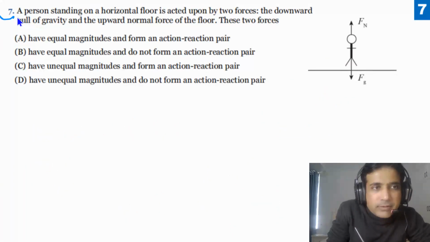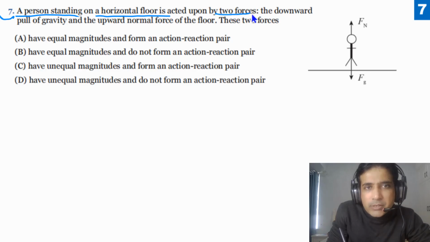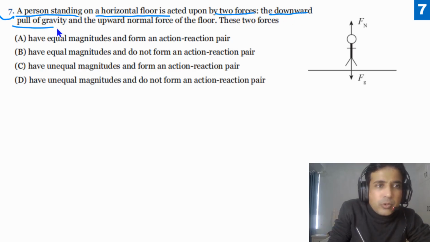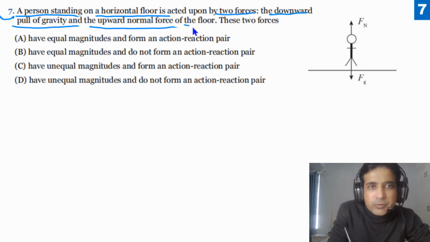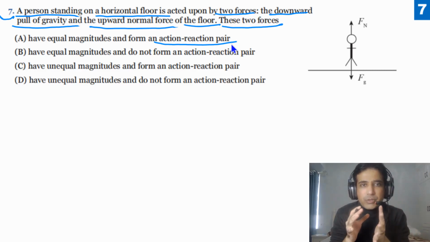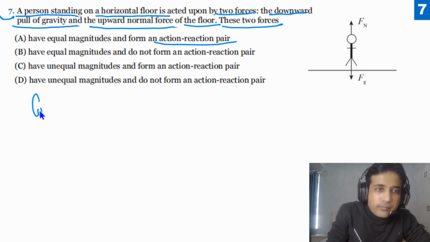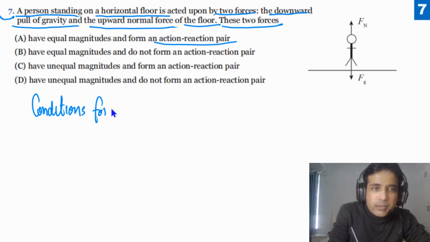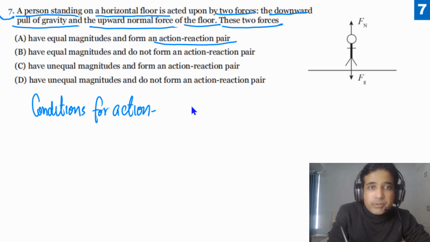For question number 7, it is given to us that a person standing on a horizontal floor is acted upon by two forces, the downward pull of gravity and the upward normal force of the floor. These two forces, do they form an action-reaction pair or not? So let's first try to understand the conditions for action and reaction forces. Conditions for an action-reaction pair.